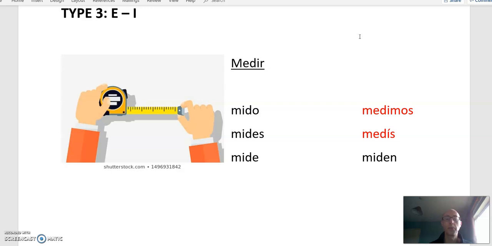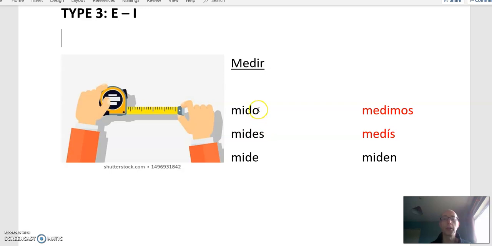E to I is the third form, medir. Medir, as you can see in the picture. Can you guess what it means? To measure. Medir, to measure. So we have mido, mides, mide, medimos, medís, and miden. You can see the E in the infinitive changes to an I when we conjugate.